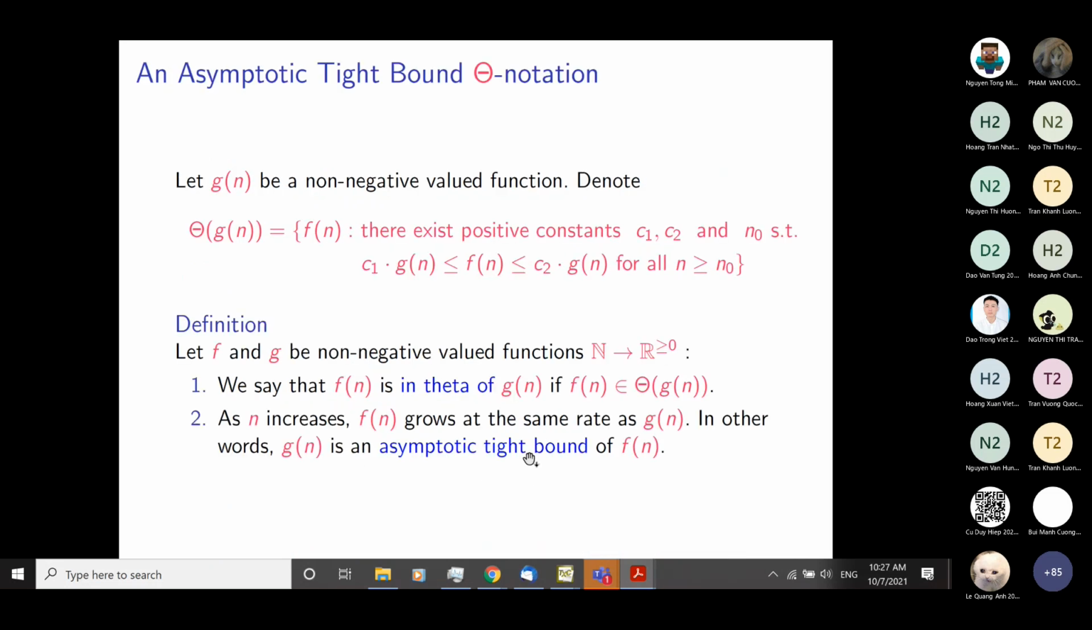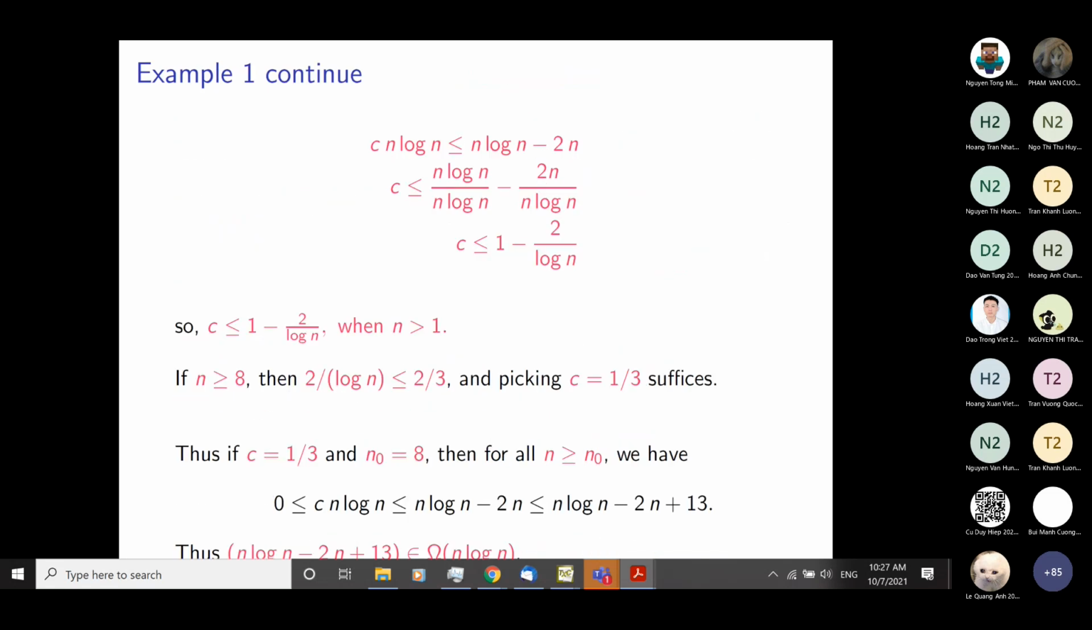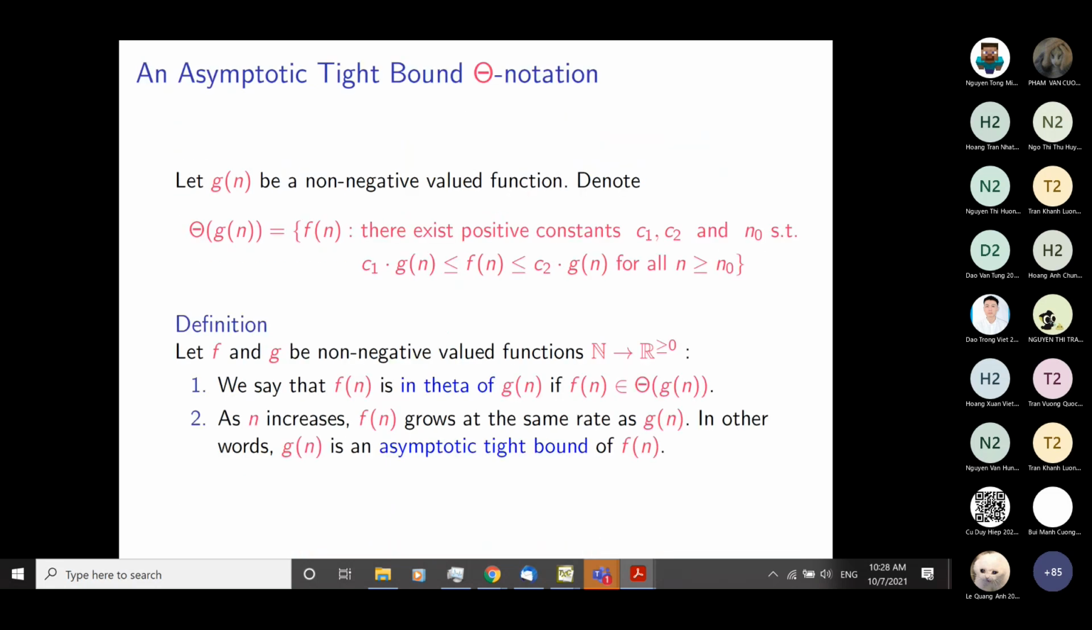This is not very challenging, so you can assume that c is going to be smaller than 1, then try to find an n0 that makes this term positive, and then you select c for that with respect to this. For theta, you combine omega and you combine the big O.